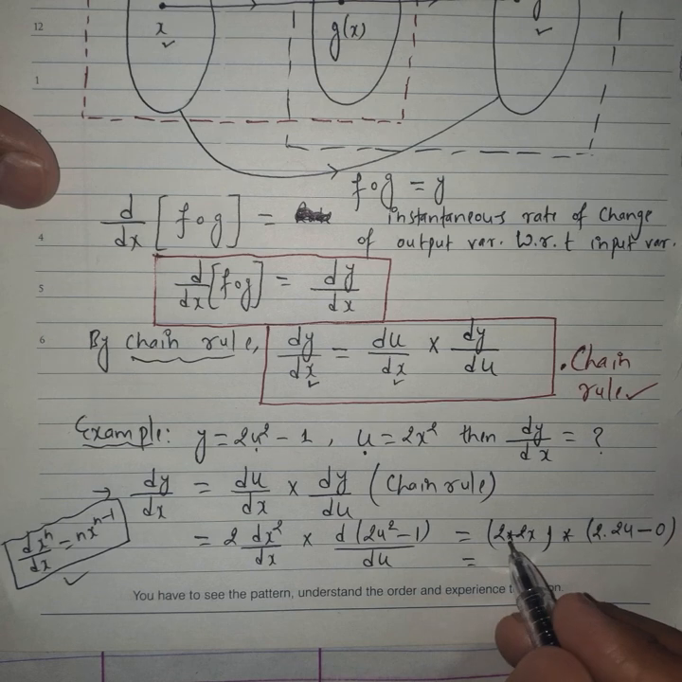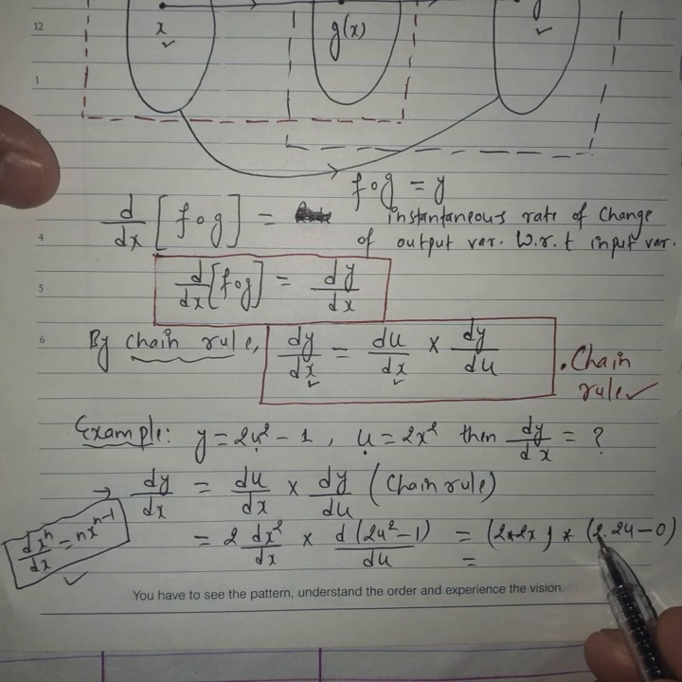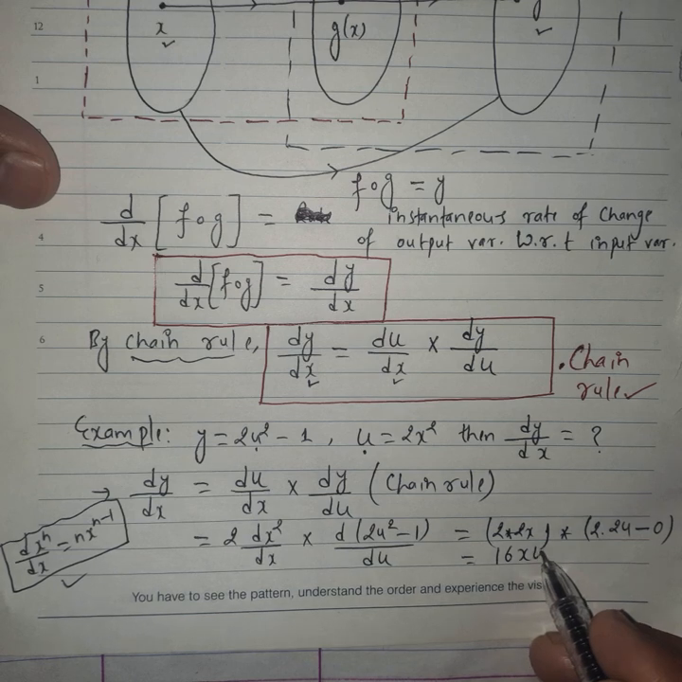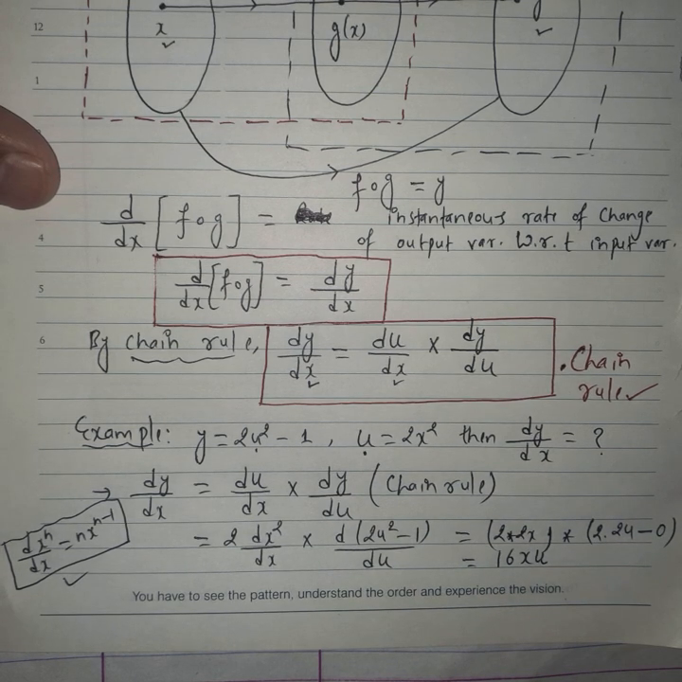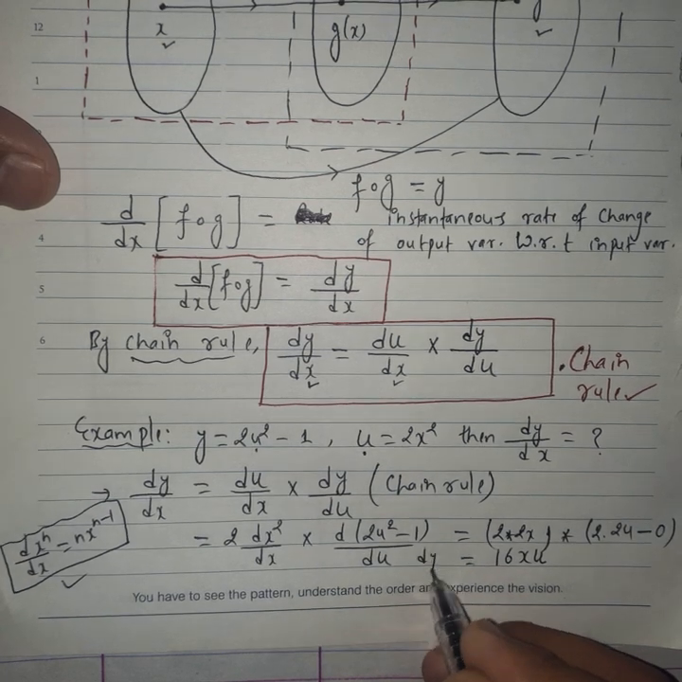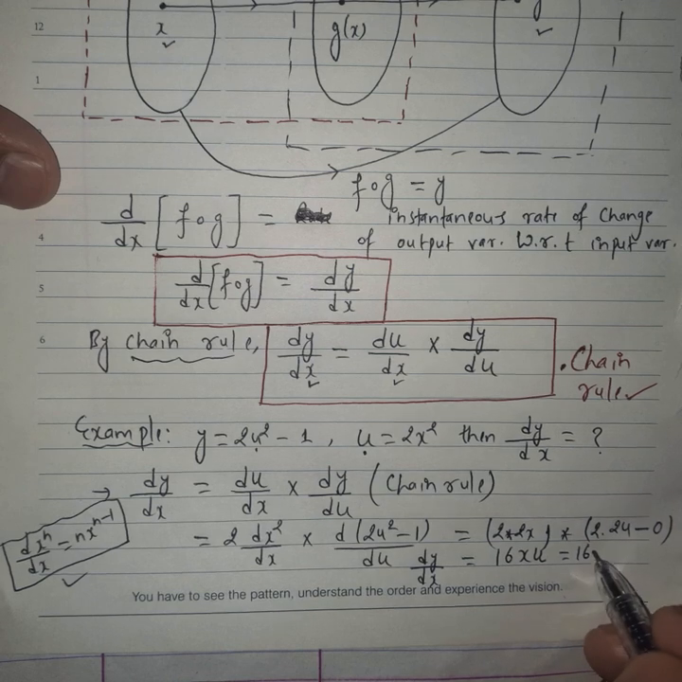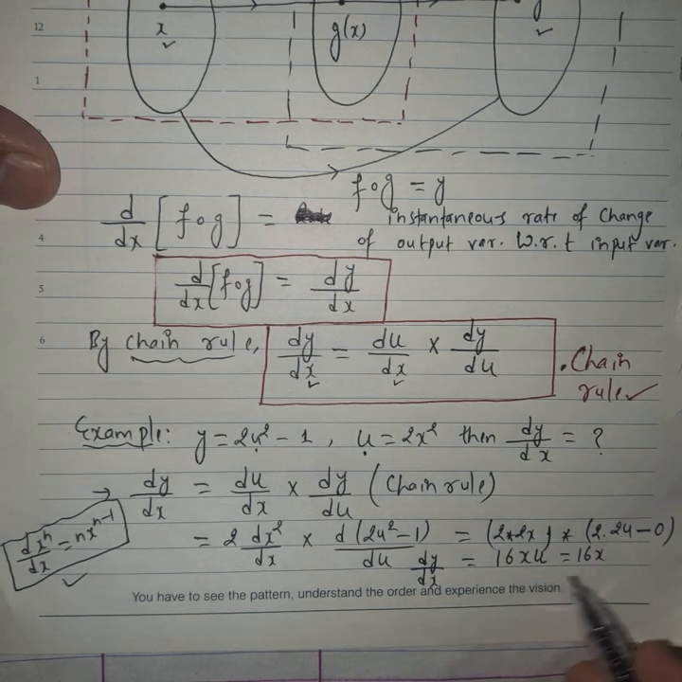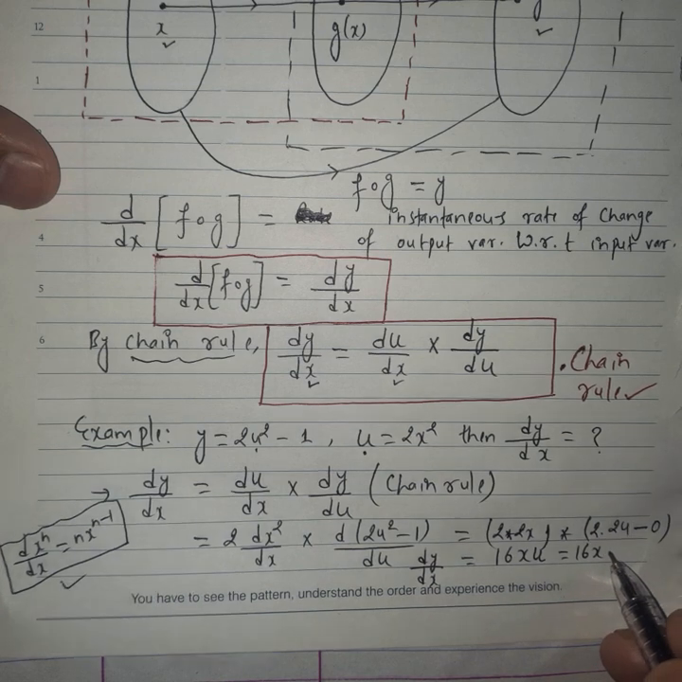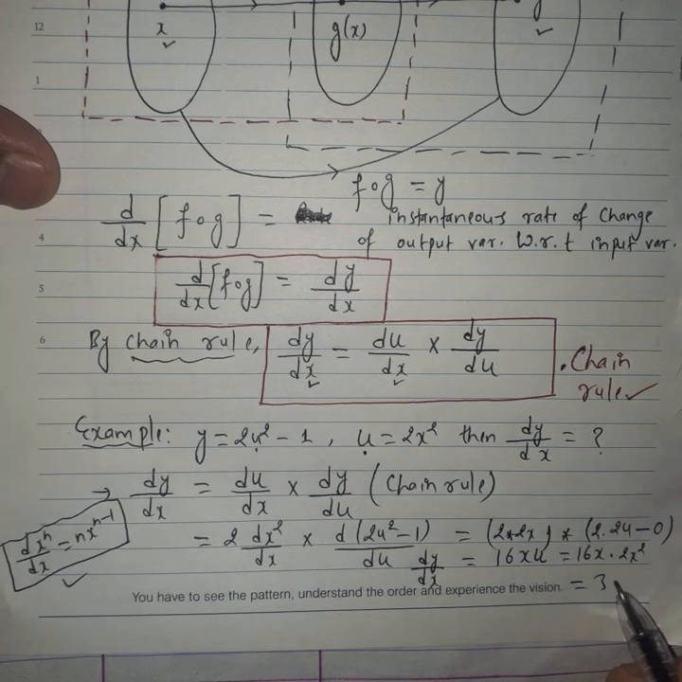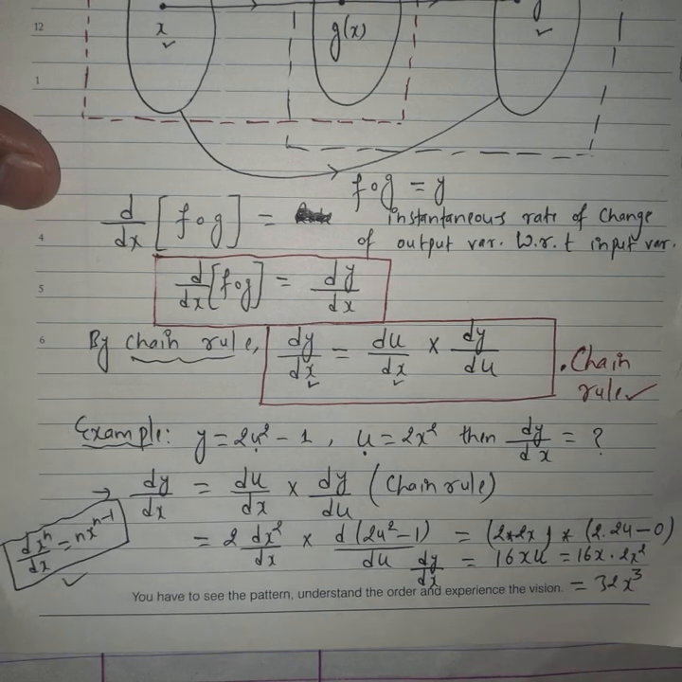Let's simplify it. This is 4, and 4, this is u here, 4 times 4 gives 16x, and this is u, 16xu. Here the derivative of y with respect to x is obtained, 16xu. The value of u is 2x squared, so 16x times 2x squared, and the final answer is 16 times 2 gives 32x to the power 3.